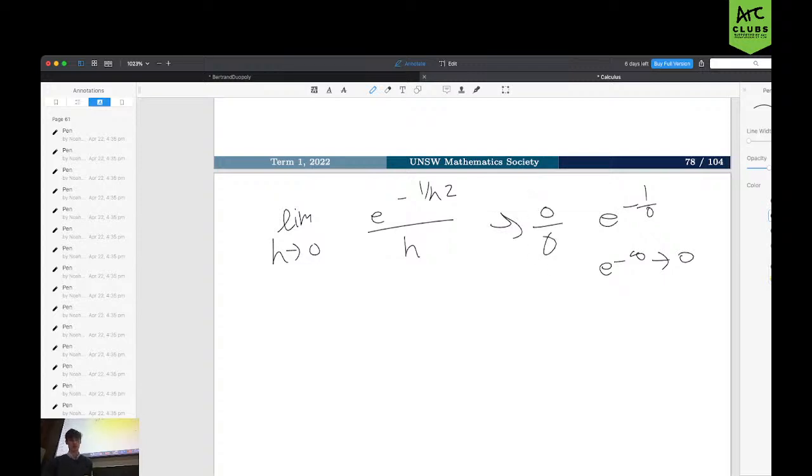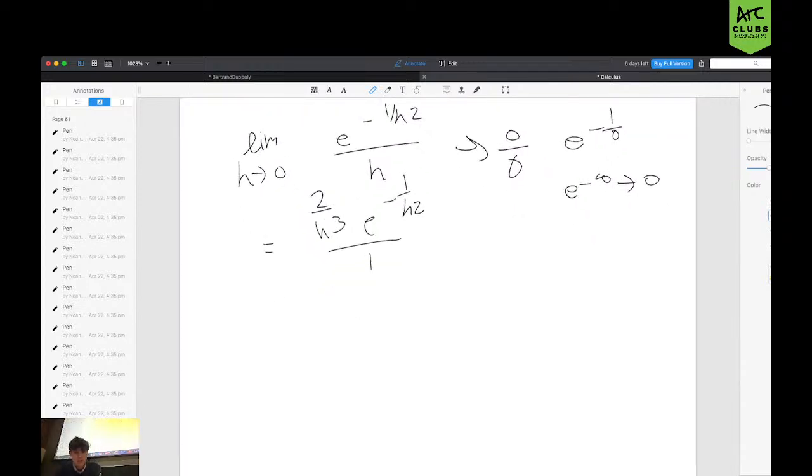So using L'Hopital's rule, we differentiate the top and differentiate the bottom. Using the chain rule, the derivative of the top, so the derivative of negative 1 on h squared, is going to be 2 on h cubed, multiplied by the original function, and then we're just dividing by 1, the derivative of h. So now we're trying to find the following limit. L'Hopital's rule says this limit is equal to the original limit. Let me just write these in.